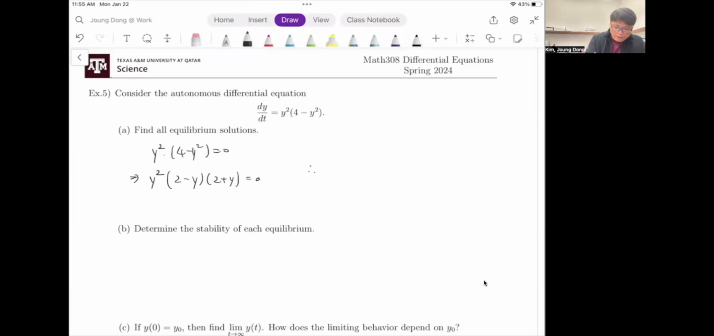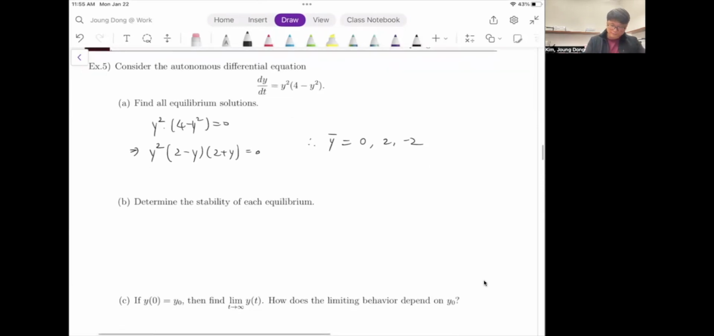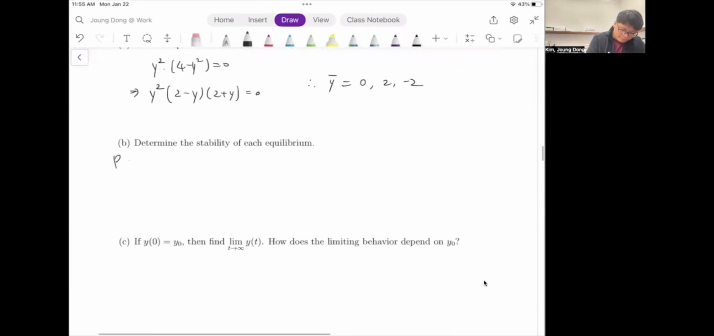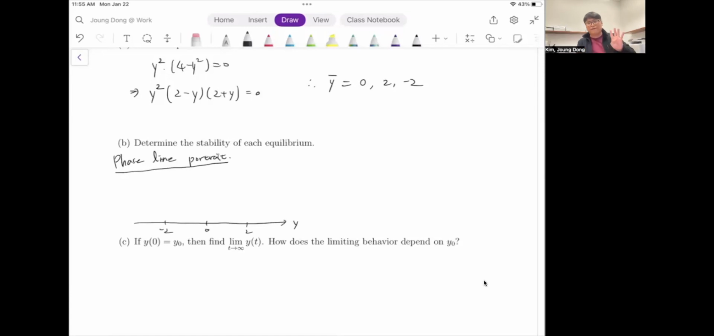So therefore, my critical points are 0, 2, and -2. Is that okay? Once you find these, we have to move to the phase line. Here we go. It's really easy, right? Same thing as the number line, I mean, the sign charts in Calculus 1. That's it. For this case, we have 4 sections, right?